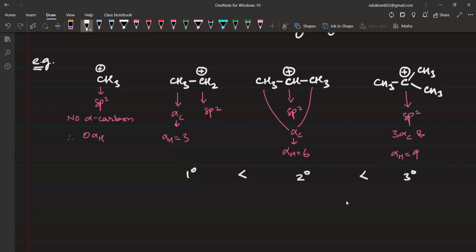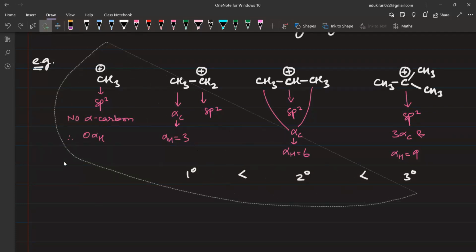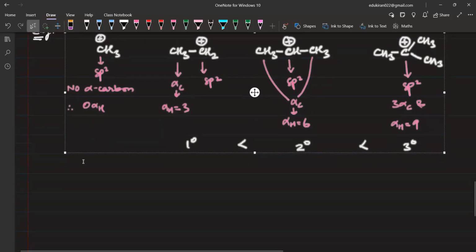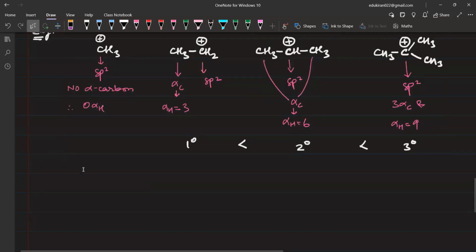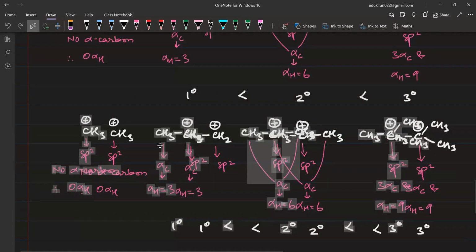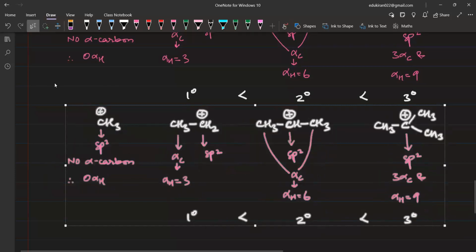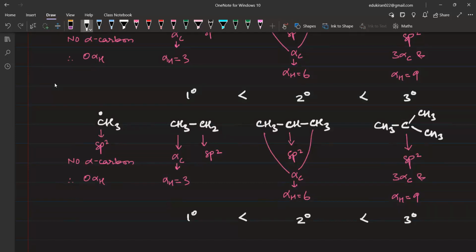Similarly, you will have the same things for the free radical. Rather than carbocation, if we are having a free radical, the free radical is also sp2. The same will be the order of stability. Please write this down. Raise your hand once you're done.